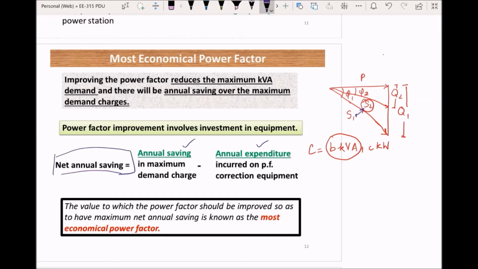With that, we can come up with the definition that the value to which power factor should be improved so as to have a maximum net annual saving is known as the most economical power factor. Okay, so far the definition has been cleared up.